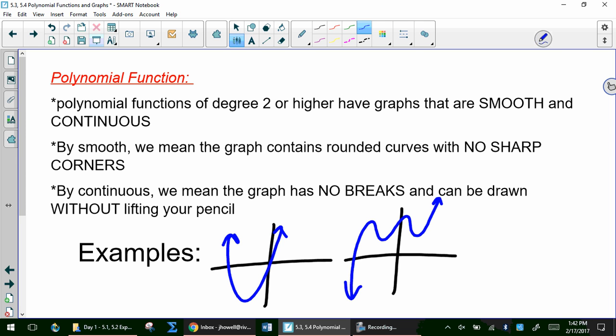What have we looked at this year that is not continuous? Piecewise functions. Right? Piecewise functions. We have a piecewise function. We had breaks in our graph. I had to lift up my pencil to draw this graph. So this is non-continuous.